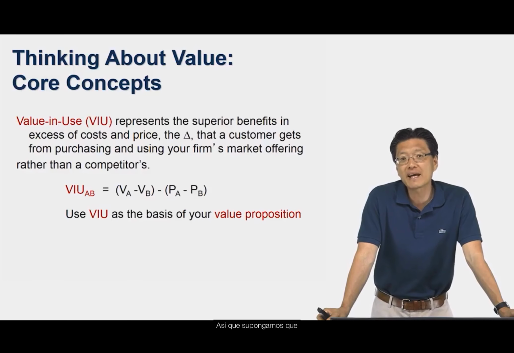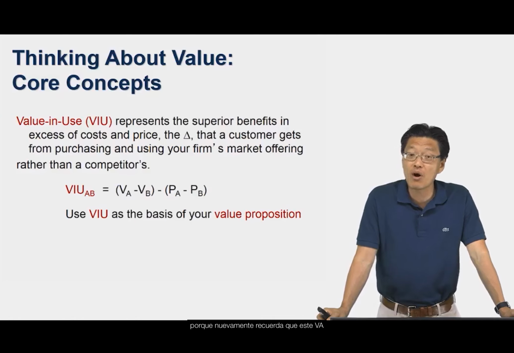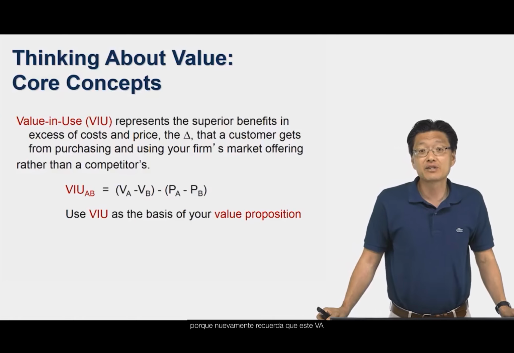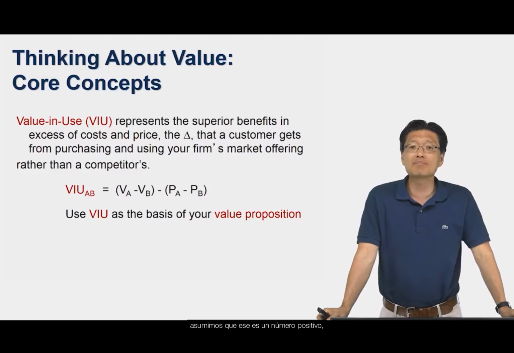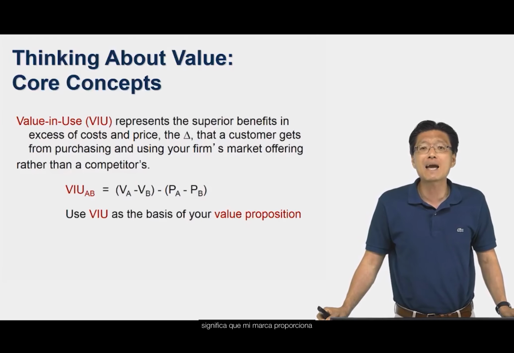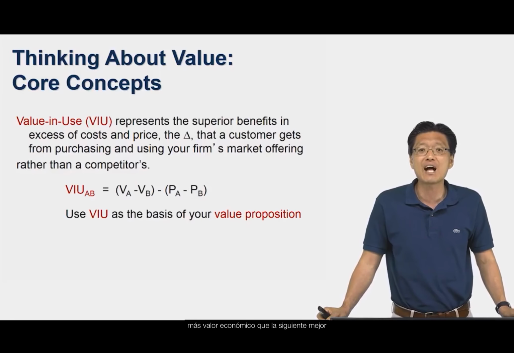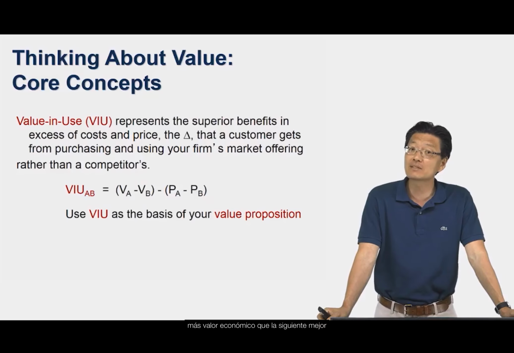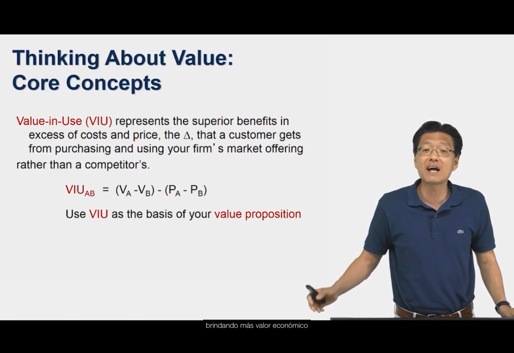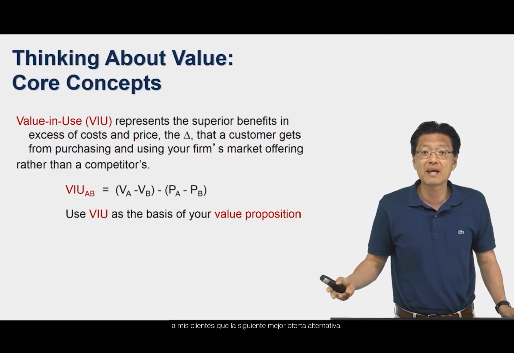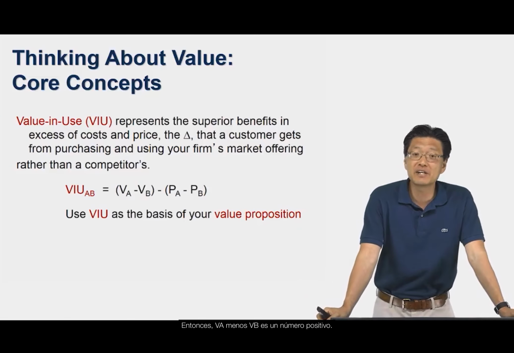So let's assume that VA minus VB is a positive number, because again, recall that VA and VB were referring to economic value, which can be expressed in monetary terms. If we assume that's a positive number, that means my brand is providing more economic value than the next best alternative offering, which is a good thing for my brand because I am providing more economic value to my customers. So VA minus VB is a positive number.